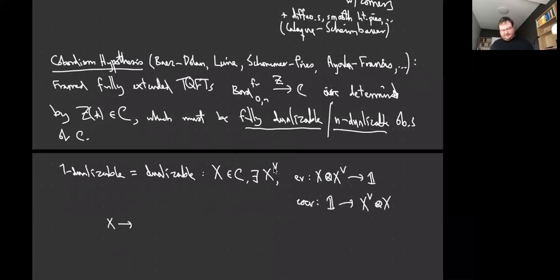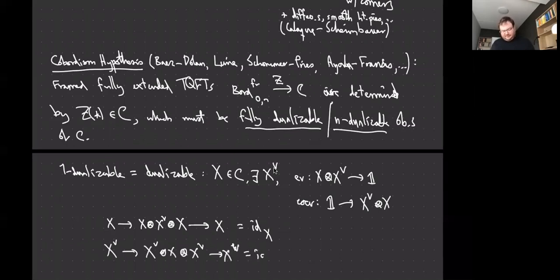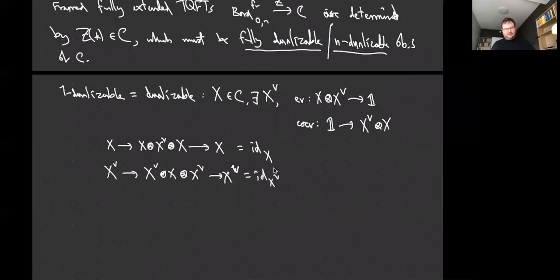And then these are the properties: if I start with X and use the coevaluation to go to X tensor X dual tensor X, and then the evaluation to get back to X, that composite is the identity of X. And if I start with X dual and go to X dual tensor X dual, and then go back to X dual, that's the identity of X dual. So, for example, if you look at this definition in the category of vector spaces, you recover exactly the finite-dimensional vector spaces as the dualizable objects. Or more generally, if you took modules, this characterizes the finitely generated projective modules over a commutative ring.